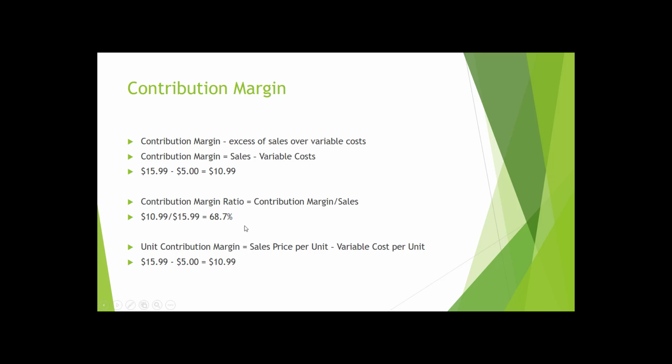Further, we can take the contribution margin and make a ratio out of it, and that is contribution margin divided by sales. Our contribution margin we figured out was $10.99. So now we just take $10.99, that contribution margin, and divide it by the sales price of $15.99. So we come up with 68.7%.